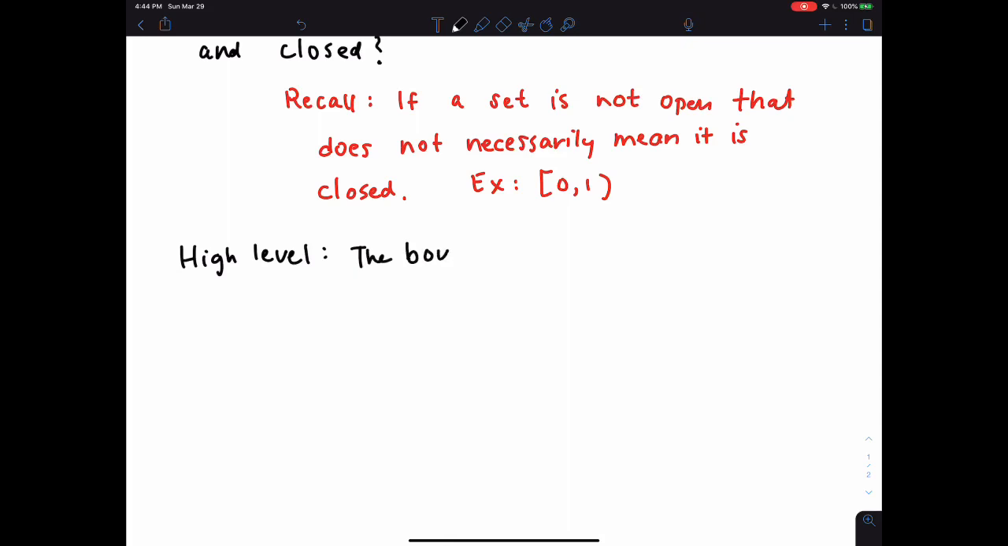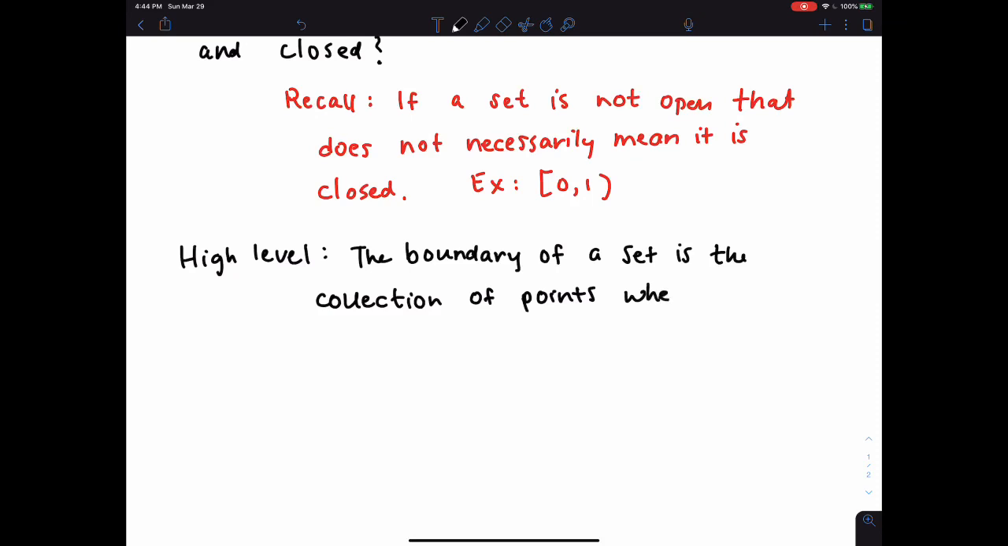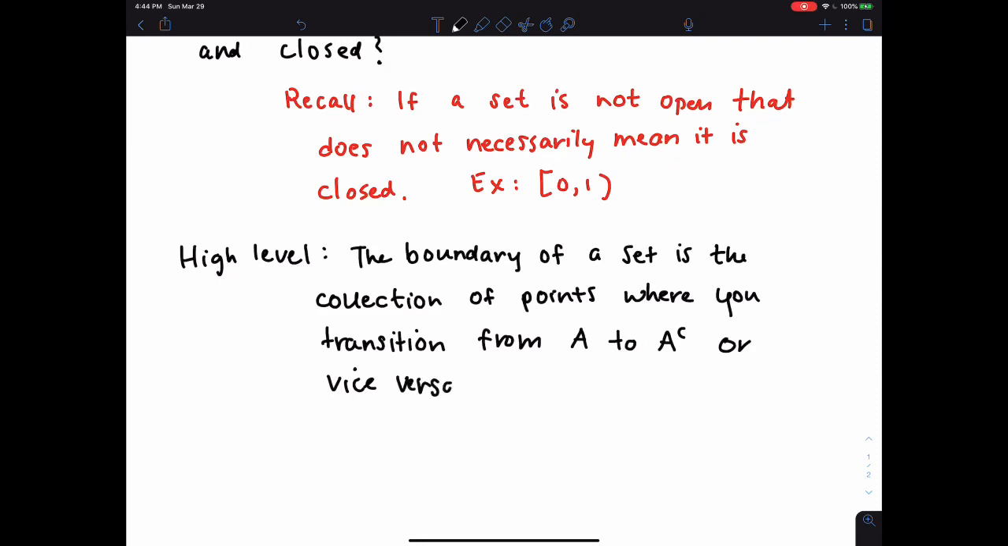the boundary of a set is the collection of points where you transition from A to A complement or vice versa as you walk down the number line.